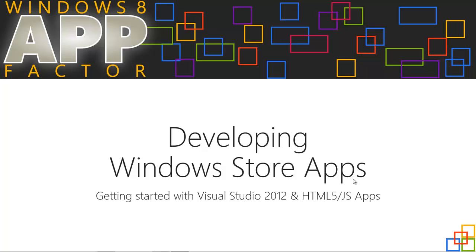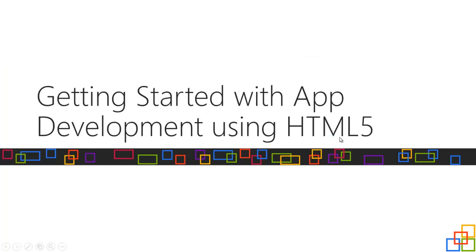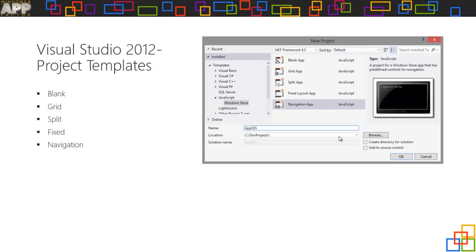I want to talk to you just a little bit about using HTML5, CSS, and JavaScript for creating Windows Store apps. You can do all this in Visual Studio. We're going to be looking at this right now in the form of some slides to walk you through an overview, and then I'm going to show you a little bit of an example, getting started with app development using HTML5.